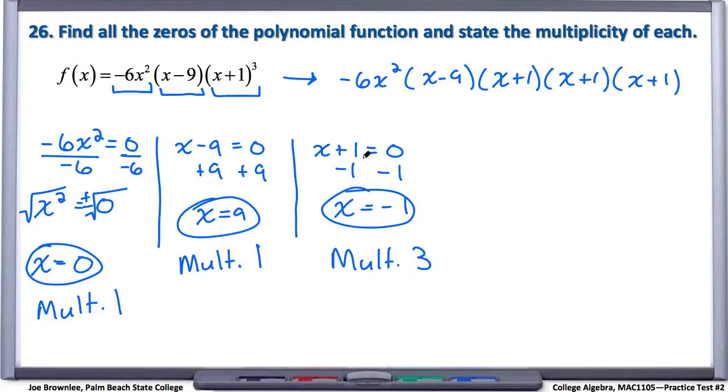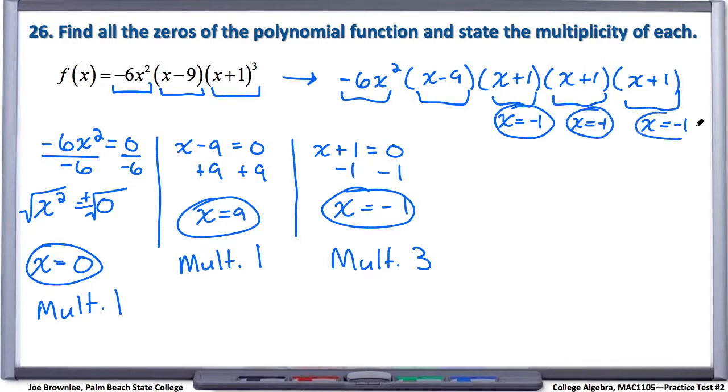It means it occurred 3 times, because if we set each of these independently to 0, we would still get 0 for the first factor and positive 9 for the second factor. But now we would solve for x in each of these x plus 1 factors, so we would get x equals negative 1, x equals negative 1, x equals negative 1. When you ask how many times x equals negative 1 occurs, we can see that it occurs 1, 2, 3 times. So we have to make sure that we say that x equals negative 1, as a zero, has a multiplicity of 3.